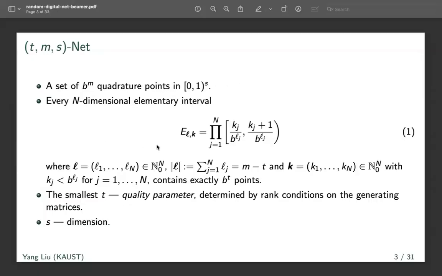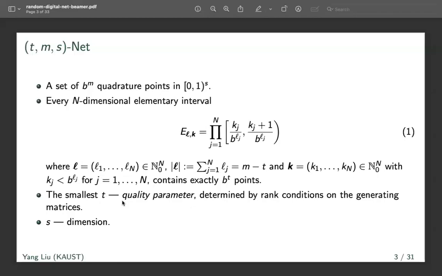And then we can divide the unit cube into elementary intervals such that each of these elementary intervals will contain exactly the same number of points. If we decrease this t, then each of these smaller elementary intervals will contain exactly the same number of points. So this implies higher uniformity. That's why the smallest t such that this property is satisfied is also called the quality parameter.